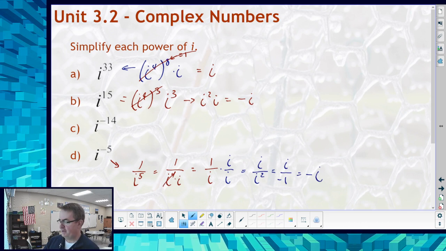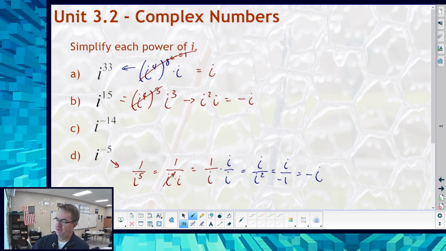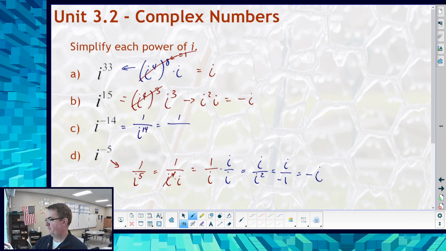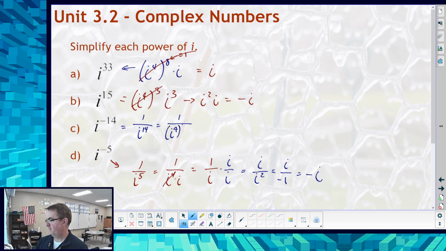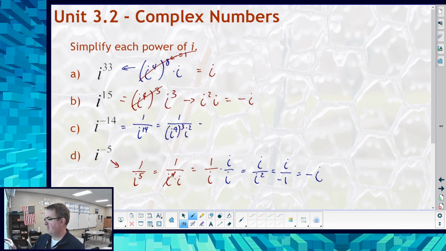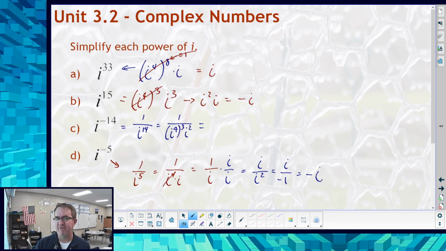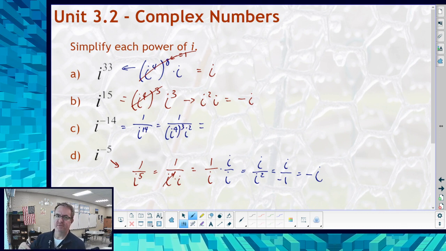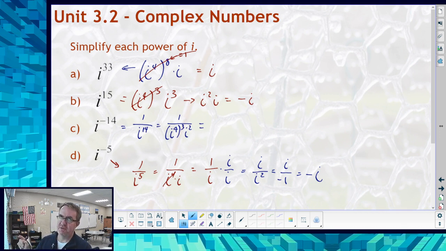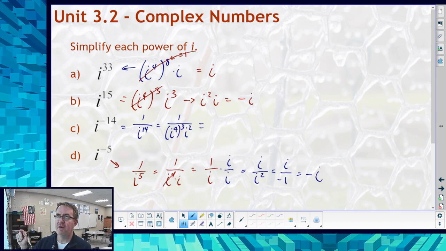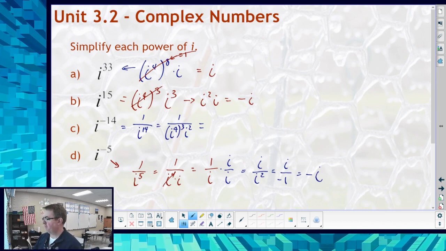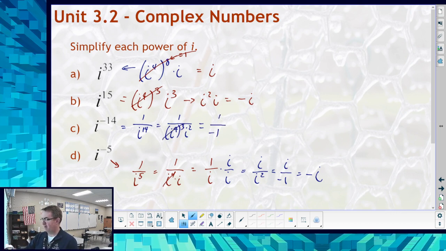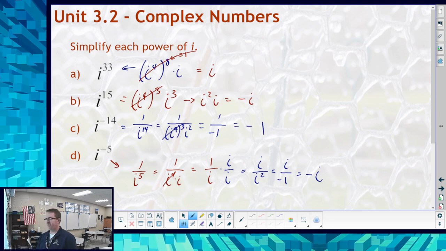And i to the negative 14th, same exact thing. So that's going to equal 1 over i to the 14th. Now in this case, and people catch on pretty quick, if it's odd, it's going to have an i in it. If it's even, it's going to be 1 or negative 1, because you have an even power, so you have the square root of negative 1 squared, so that's always going to not leave a radical. So in this case here, this becomes a 1, i squared is negative 1, so I get negative 1 that way.